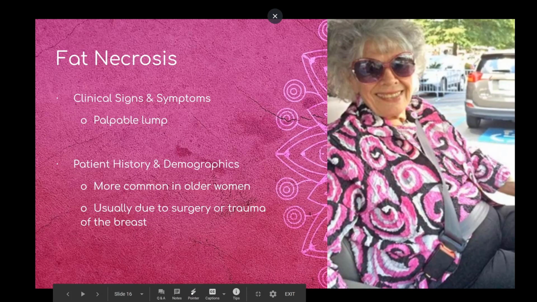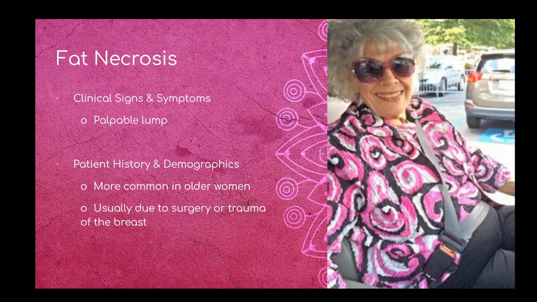Now, fat necrosis is one of those benign things that is going to look like cancer. And what is going on with fat necrosis? There's usually been some sort of trauma to the breast, and the breast tissue dies in just a little focal area. And when things necrose, they start to look a little bit worrisome. So again, it usually happens due to some sort of trauma.